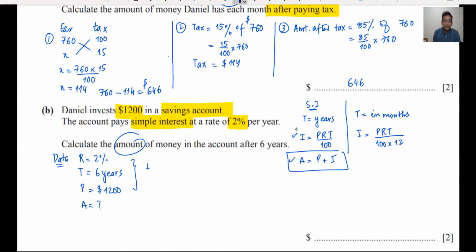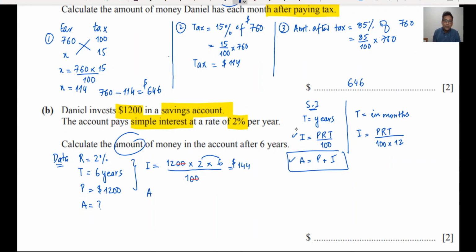For the amount, we have to find the interest first. So simple interest is PRT upon 100. P is 1200, rate is 2, time is 6, divided by 100. These two zeros are cancelled. I'm using this red color only to show the working. So now you can just multiply to get the interest: 6 times 2 is 12, and it's coming 144. This is $144, which is the simple interest.